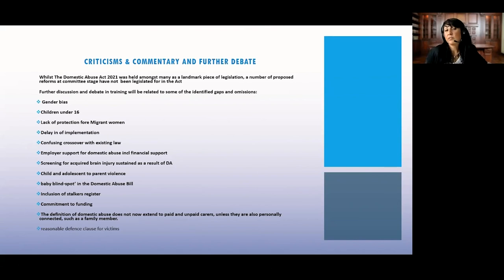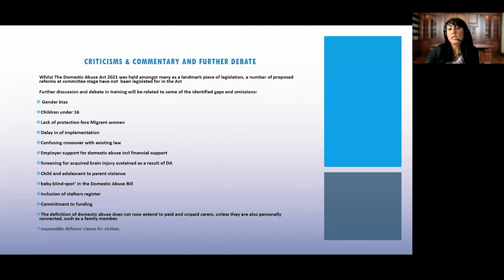So some of the criticisms that we'll discuss in the autumn: gender bias, children under 16 needing to have a bigger role here, the lack of protection for women that have no leave to remain, how long it's going to take to implement all of this. They're talking about next spring at the earliest, say, for the panels this September. How it's going to work with existing law is quite confusing. There was talk of employer support for domestic abuse. That's gone. Screening for acquired brain injury sustained as a result of domestic abuse being a mandatory requirement seems to have been taken out. There's less about child and adolescent to parent violence than we hoped for in terms of how the police would deal with that very, very delicate area.